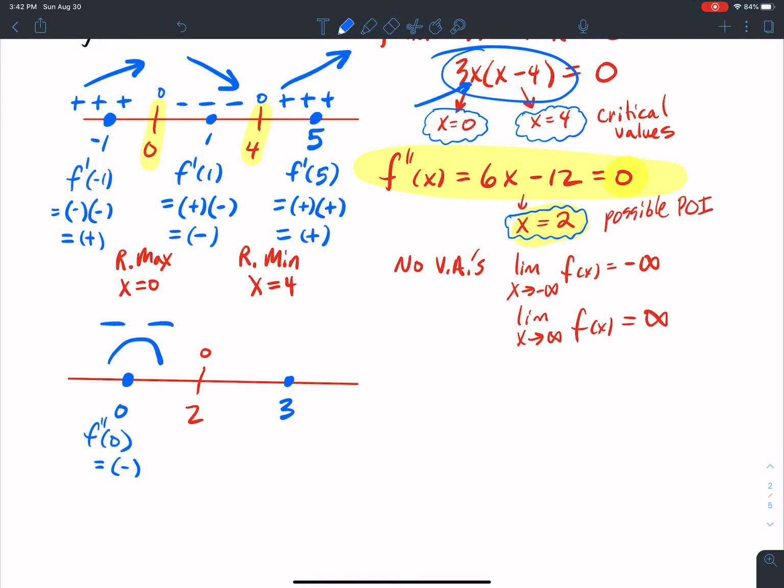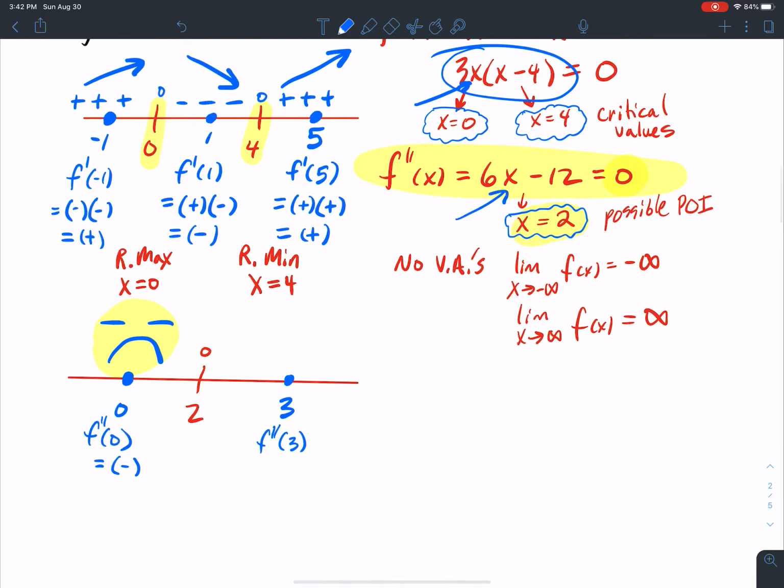Okay, so negative, negative means I'm concave down. I'm sad, right? Okay, and then over here, if I do f double prime of 3, if I plug in 3 here, I get 18 minus 12, which is a positive number. So I'm positive, so I'm concave up like a cup, right? Okay, so it looks like I have a change in concavity at 2.